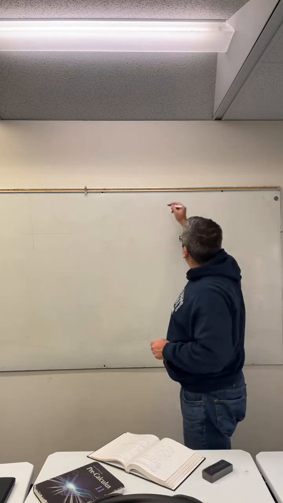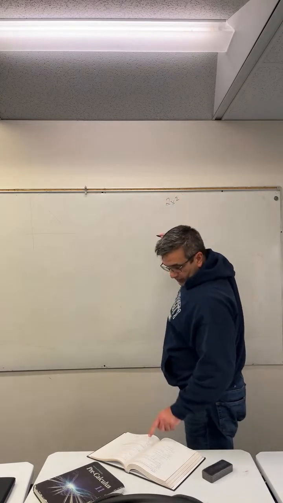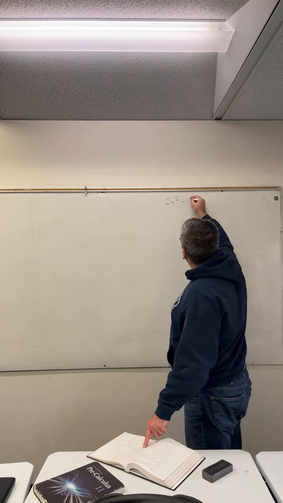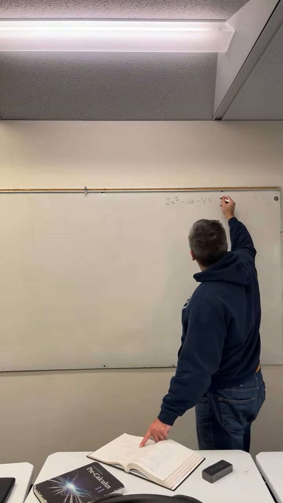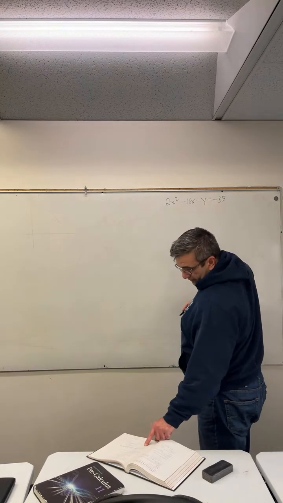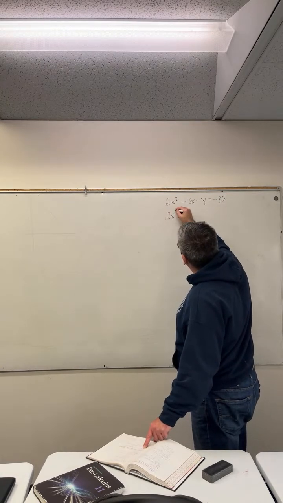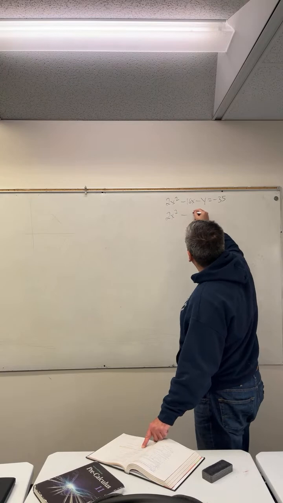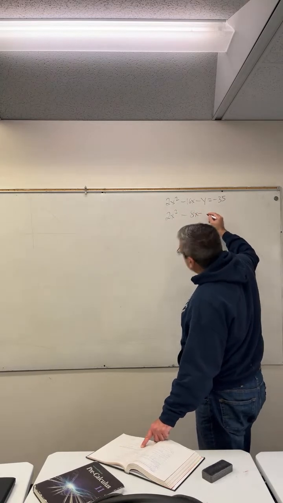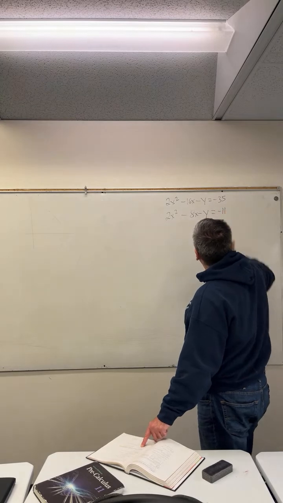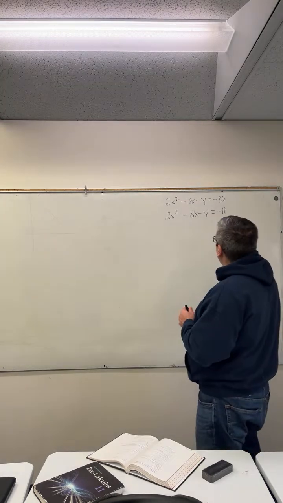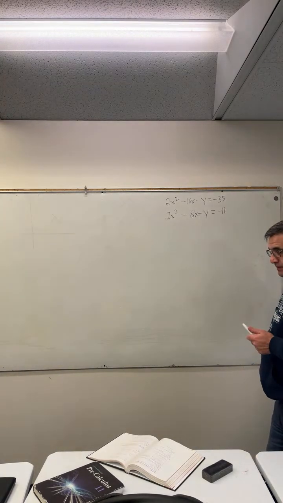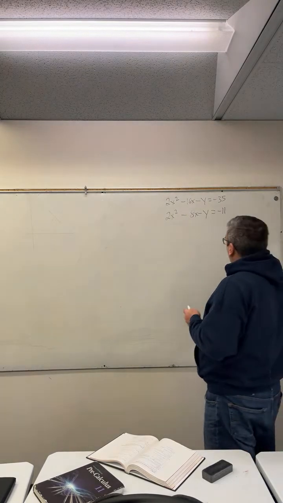Okay, let's do next. So we have 2x squared minus 16x minus y equals negative 35. And the second is 2x squared minus 8x minus y equals negative 11. Okay, so what do you think? Solve for y again? Solve for y.